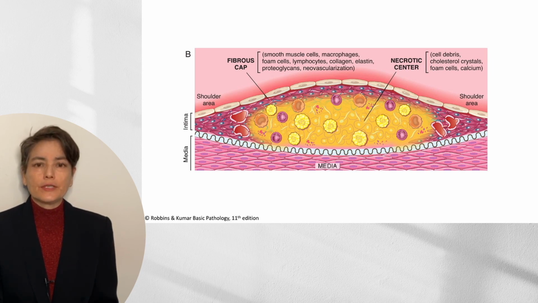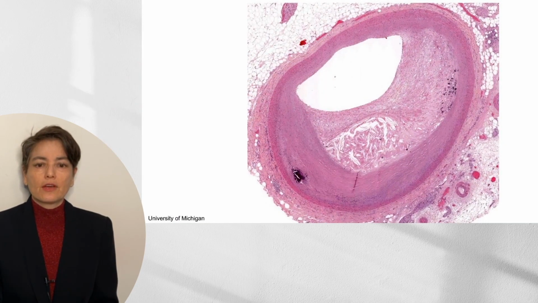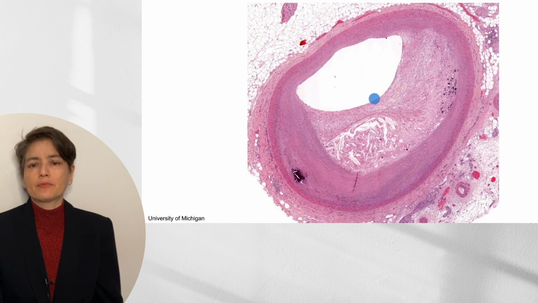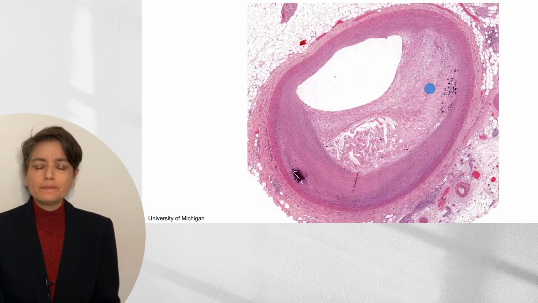Now, that's just a cartoon. Let's take a look at the real deal. So this is just a really nice example, classic example of a coronary artery. And you can see here that the vessel lumen is much narrower than we would like to see in a healthy non-atherosclerotic coronary artery. I'd say here perhaps the diameter is about a half, or maybe a third of the normal vessel lumen.